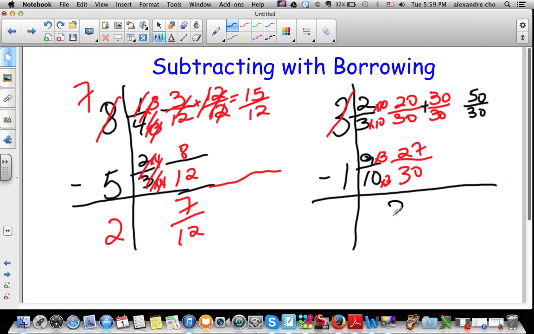Now you can subtract. 50 minus 27 is 23. And 30 over 30, same denominator. And here the 3 became a 2. And 2 minus 1 is just 1. Final answer, 1 and 23/30.